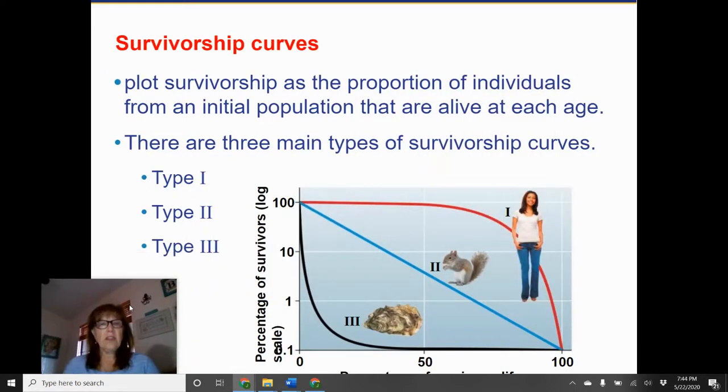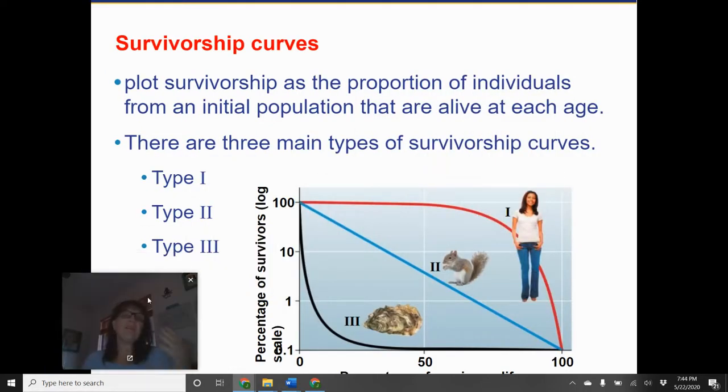All right, let's look at survivorship curves. Survivorship curves plot the proportion of individuals from the initial population and the number of individuals that are alive at each age. There are three main types of survivorship curves: type 1, type 2, and type 3.